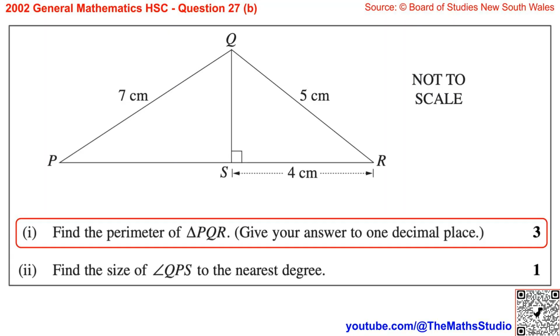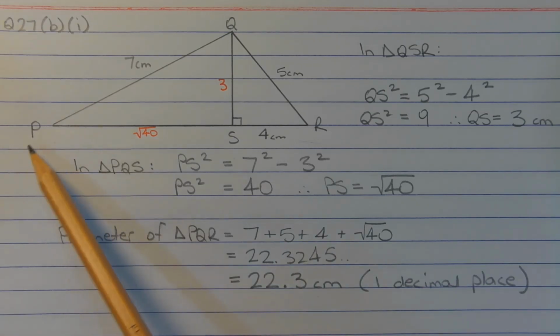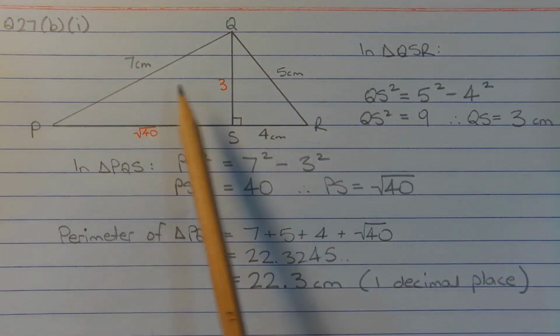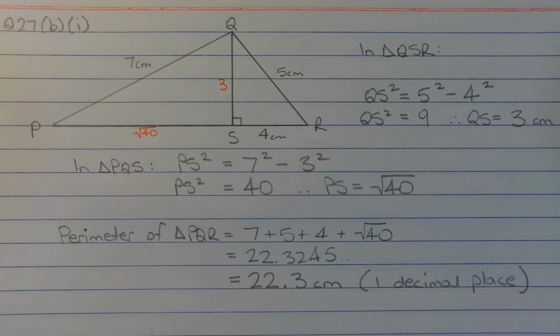Question 27b, Part 1. Find the perimeter of triangle PQR. Give your answer to one decimal place. The first thing to note is that triangle PQR is made up of two right-angled triangles joined back to back via a common side QS.